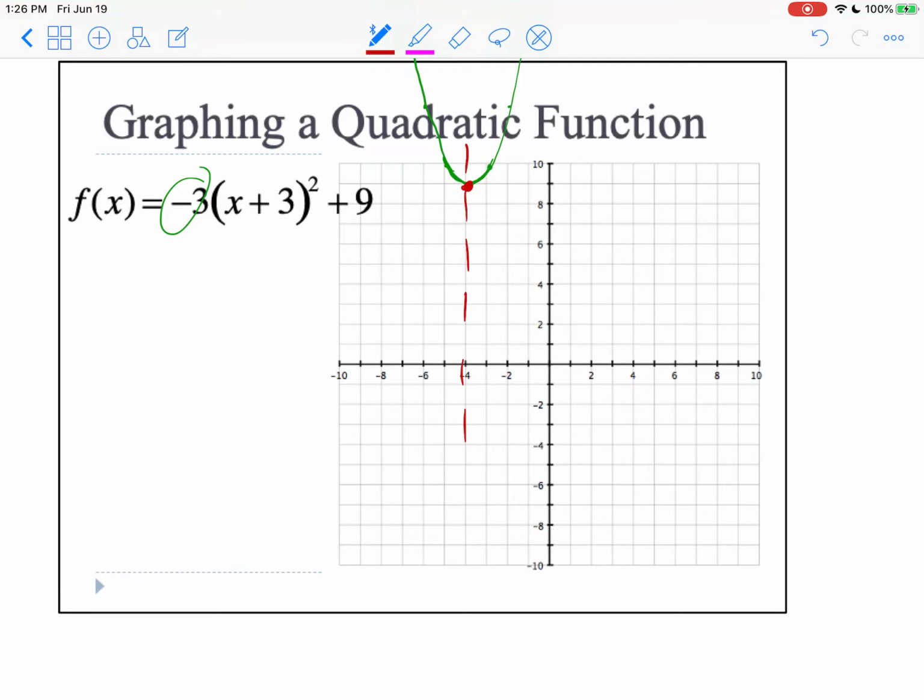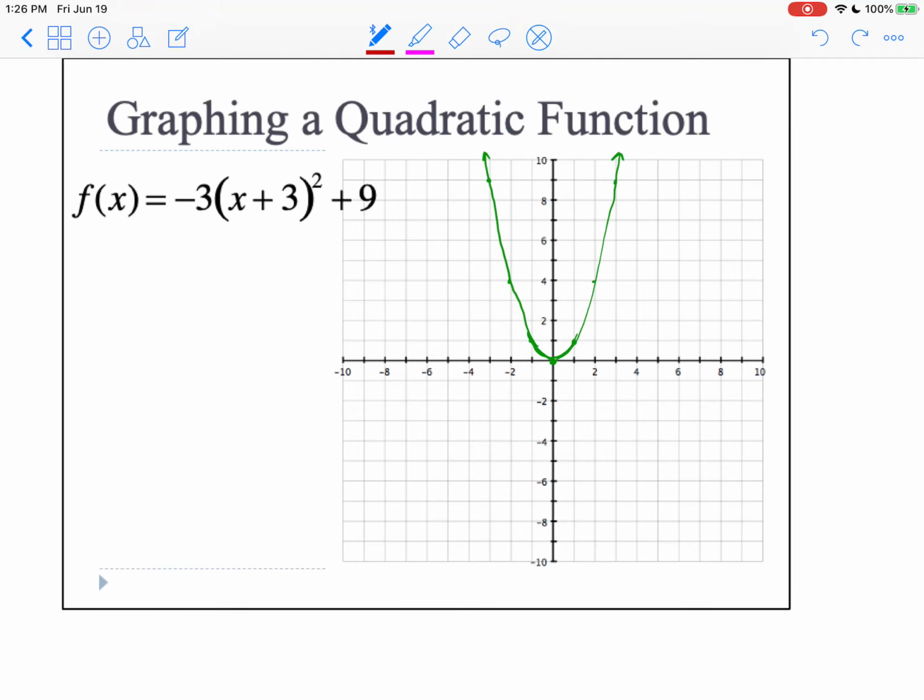oops, I moved that 4 to the left. Okay, so 3 to the left, up 9 would be right here. So this is going to be the vertex of my quadratic. And so the axis of symmetry would go right through it here. So left 3, up 9. And then from here, I would normally go up 1, out 1.